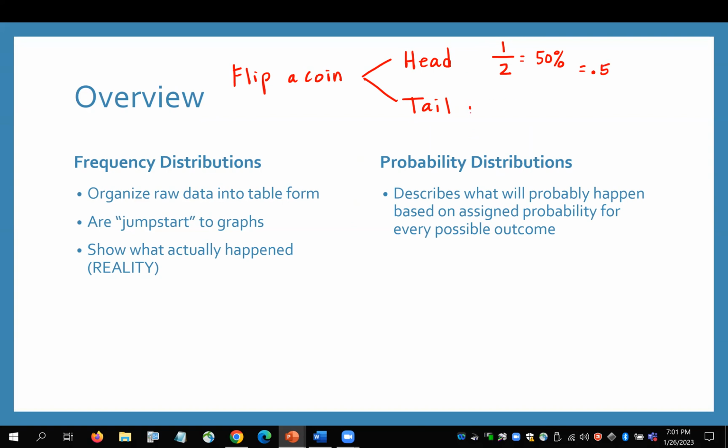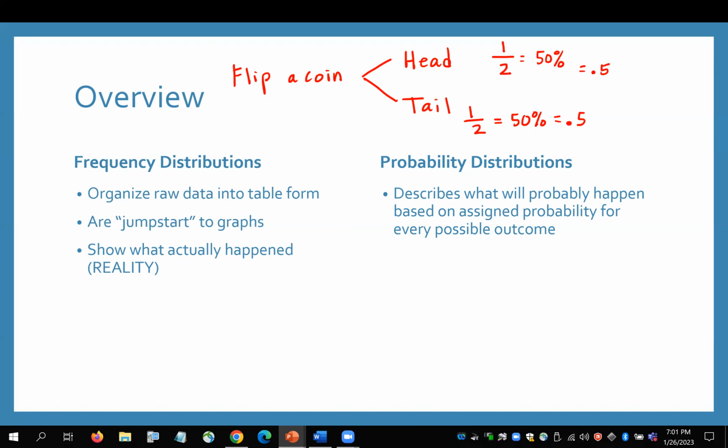Same thing with a tail. There's 1 out of 2 ways to get a tail, which is a 50% chance or a 0.5 chance. So we know what happened. We've got a 50-50 chance of flipping a head if I flip the coin one time.